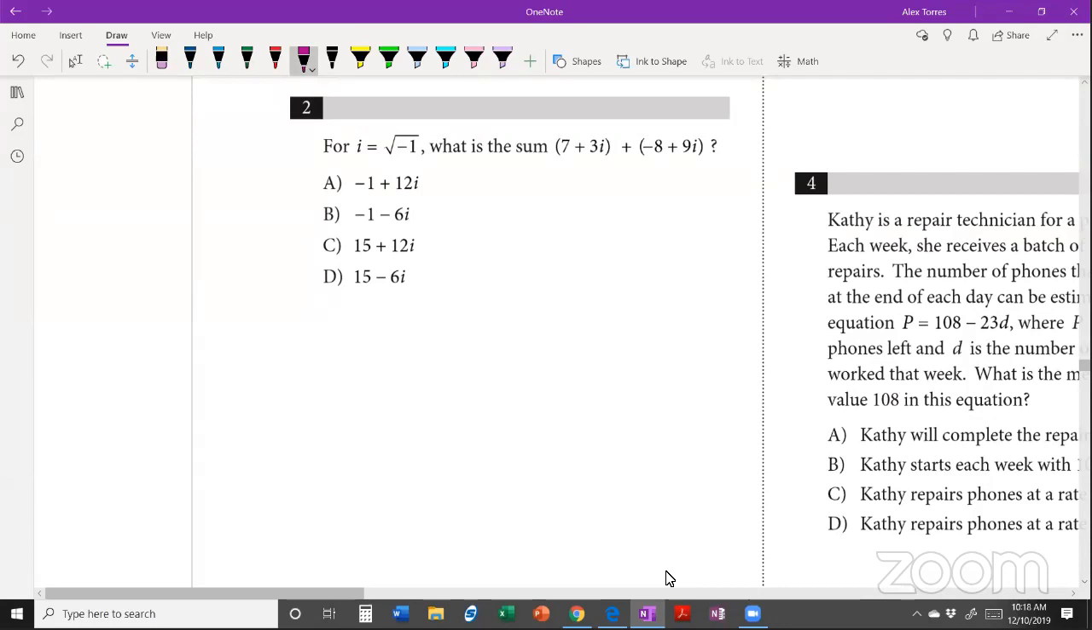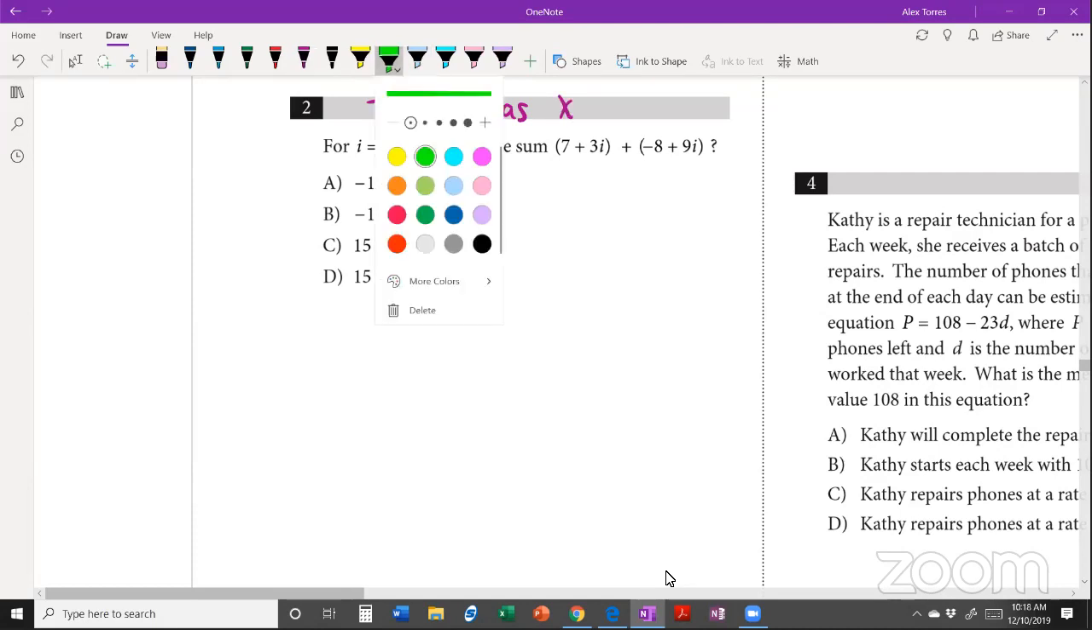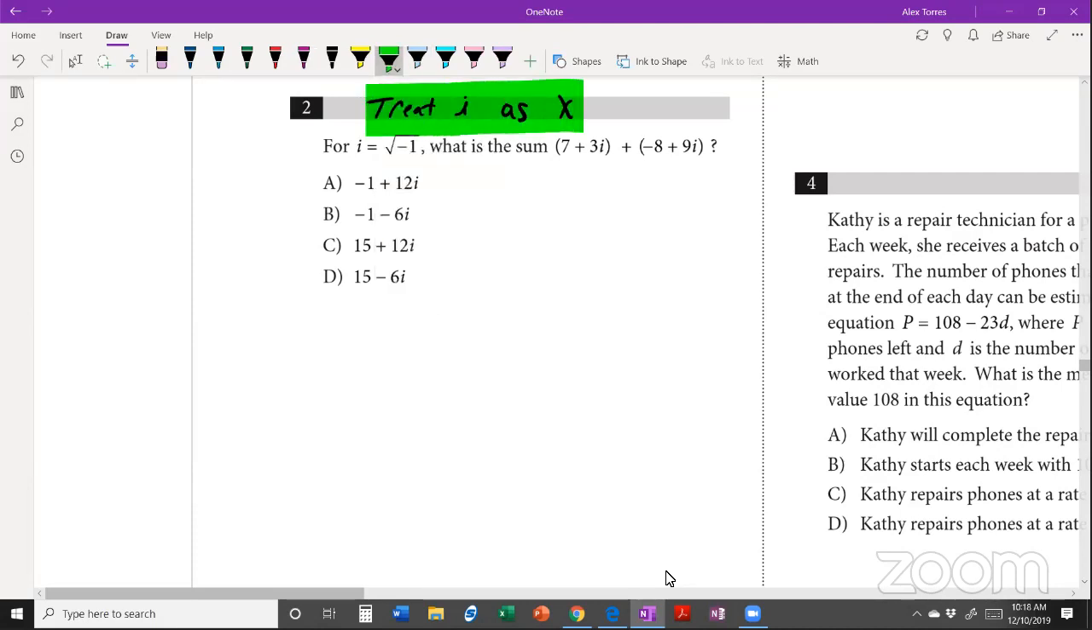We're adding 7 plus 3i and negative 8 plus 9i. One important rule of thumb in general is to just treat i as x, unless you have something special like i squared. A lot of times you just treat it like an x and you can get to an answer. So let's try that here. We can combine like terms, 7 and negative 8. 7 minus 8 is negative 1, and 3i minus 9i is negative 6i. So I have negative 1 minus 6i.